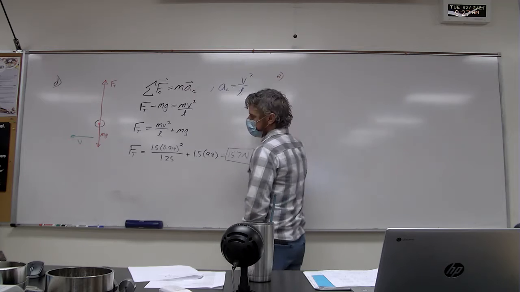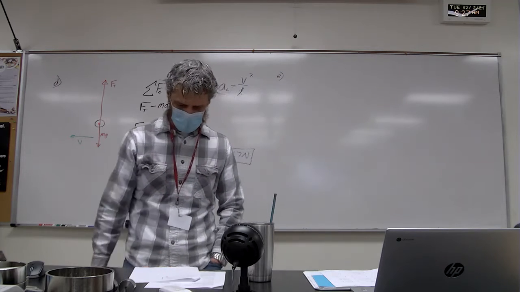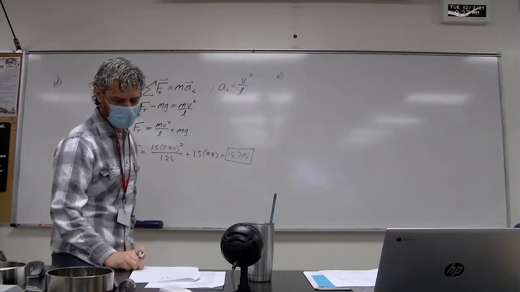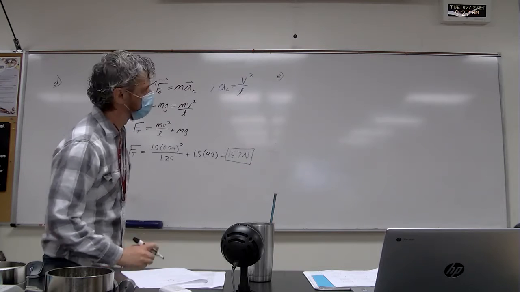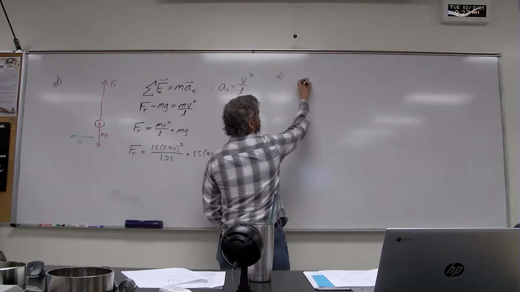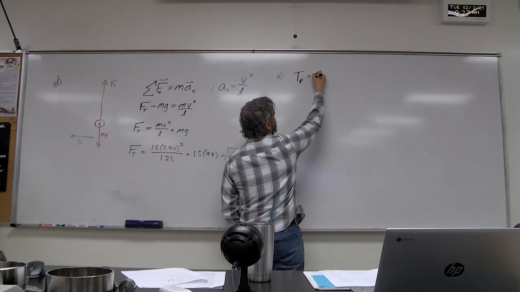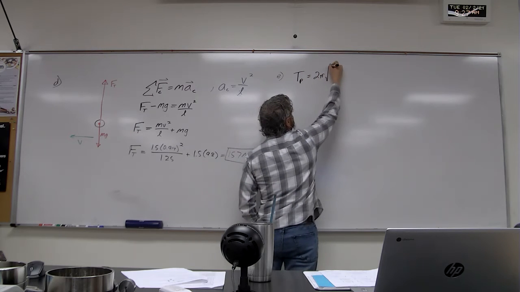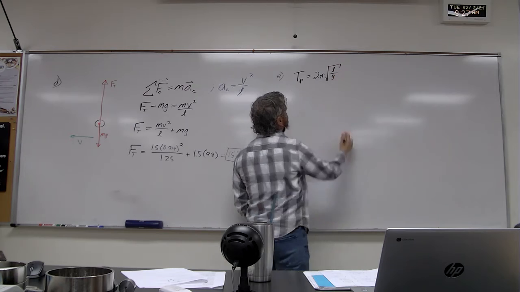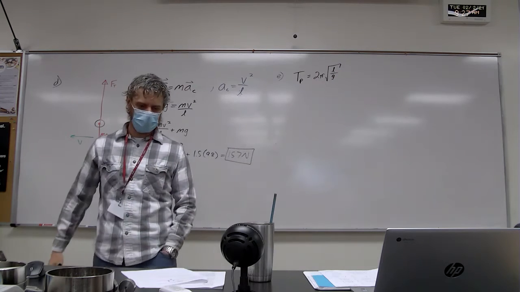All right, part E. Calculate the period of the resulting oscillations. All right. Well, this one's easy. We have the equation for the period of a pendulum. It's just 2 pi times the square root of L over g. That's on your formula sheet, written exactly like that.